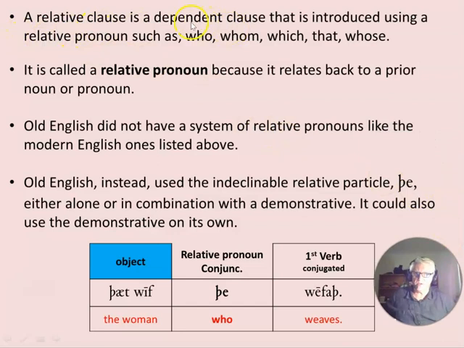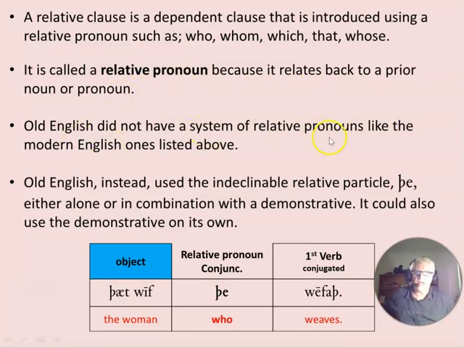Now, a relative clause is a dependent clause that is introduced using a relative pronoun. In modern English, the relative pronouns are who, whom, which, that, whose. It's called a relative pronoun because it relates back to a prior noun or pronoun.